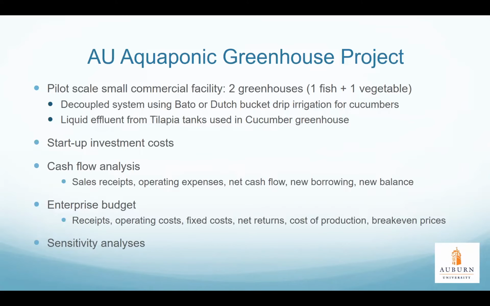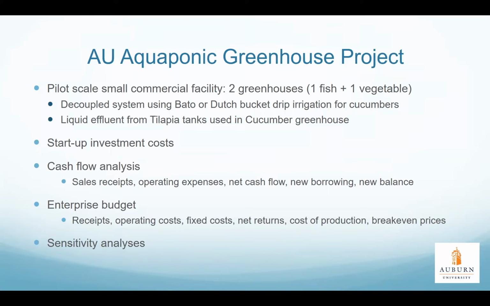So the Auburn University aquaponic greenhouse was built at a pilot scale. One fish greenhouse, we grow tilapia, and one vegetable greenhouse. What I'm going to present today was cucumbers, but we've also done cherry tomatoes. We've also done herbs, and in the final analysis, probably a profitable enterprise will have different items, but that depends on the scale.